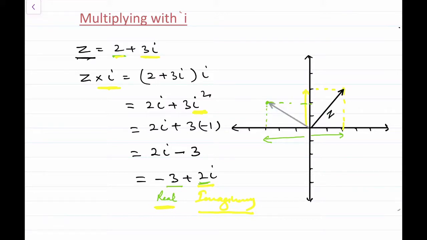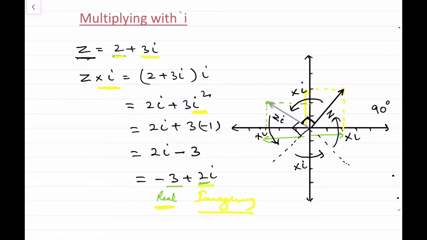So here we can see that there is a 90-degree rotation when we multiply a complex number with i. So if we multiply by i 4 times, then we will reach the original position, or we will complete a full circle, because there is a 90-degree rotation each time.